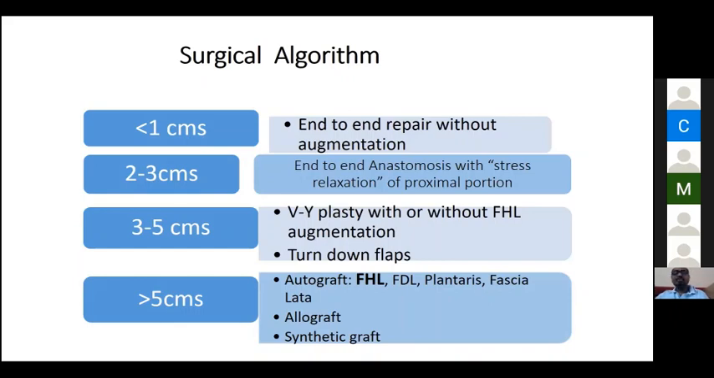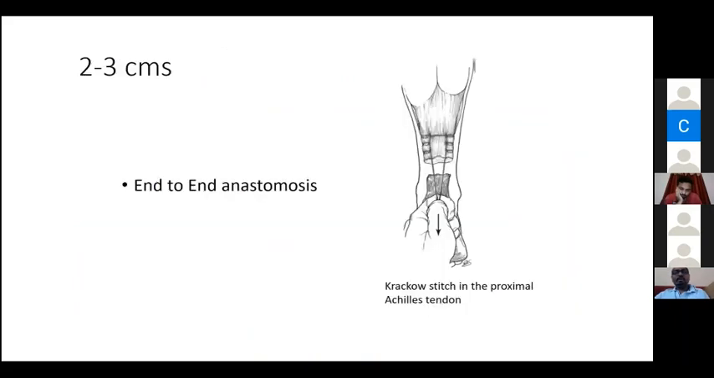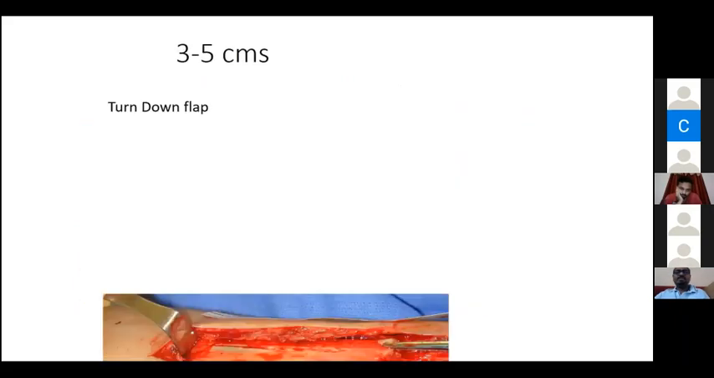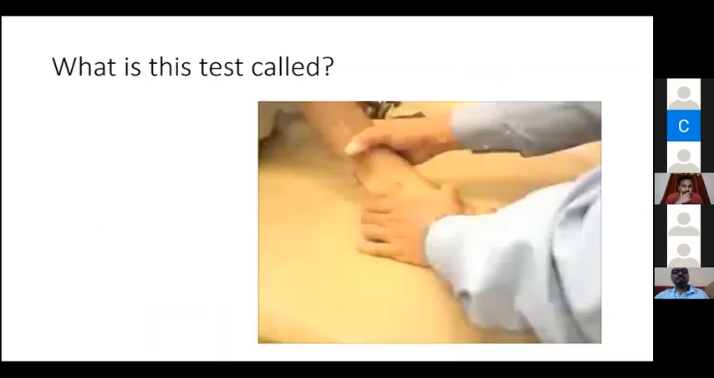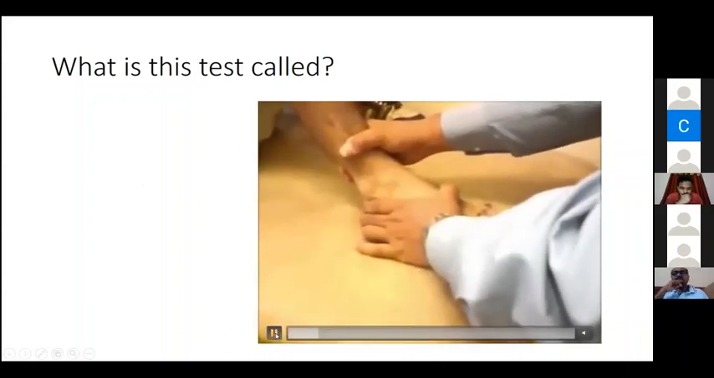You can use the other things like plantaris, fascia lata, allografts, and all that, but the present thing is about FHL. Okay. So this is just a visualization so that you will remember when you write it in an exam. Okay. So now coming to the different thing, what is this test called?